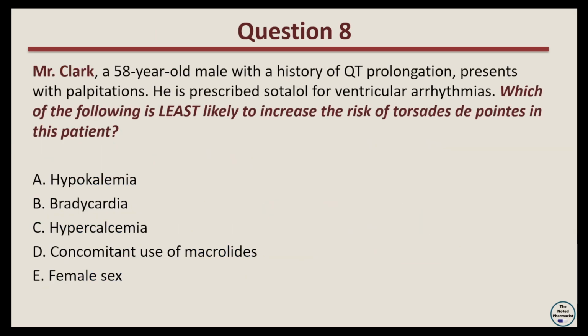Question 8. Mr. Clark, a 58-year-old male with a history of QT prolongation, presents with palpitations. He is prescribed sotalol for ventricular arrhythmias. Which of the following is least likely to increase the risk of torsades de pointes in this patient? Option A, hypokalemia. Option B, bradycardia. Option C, hypercalcemia. Option D, concomitant use of macrolides. Option E, female sex.